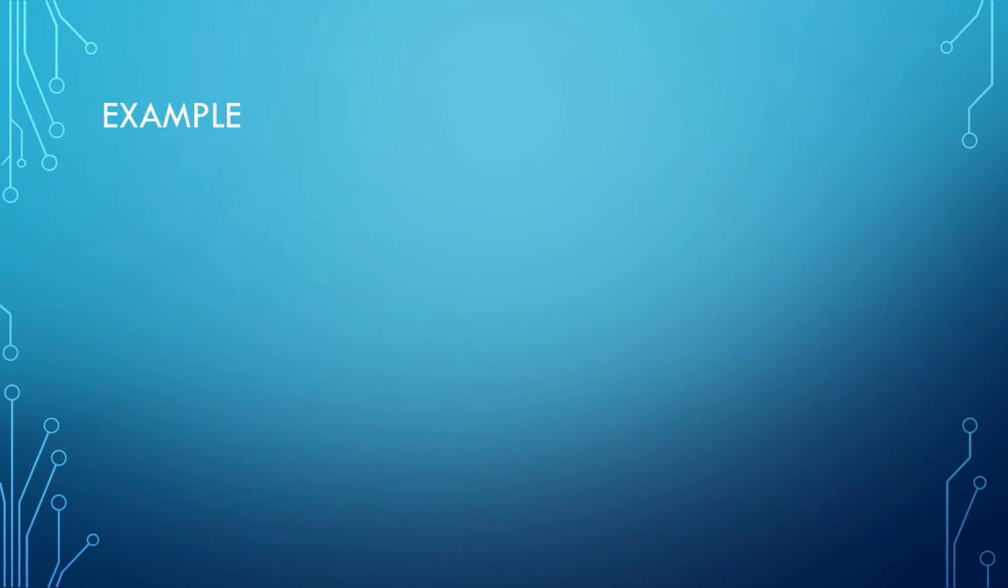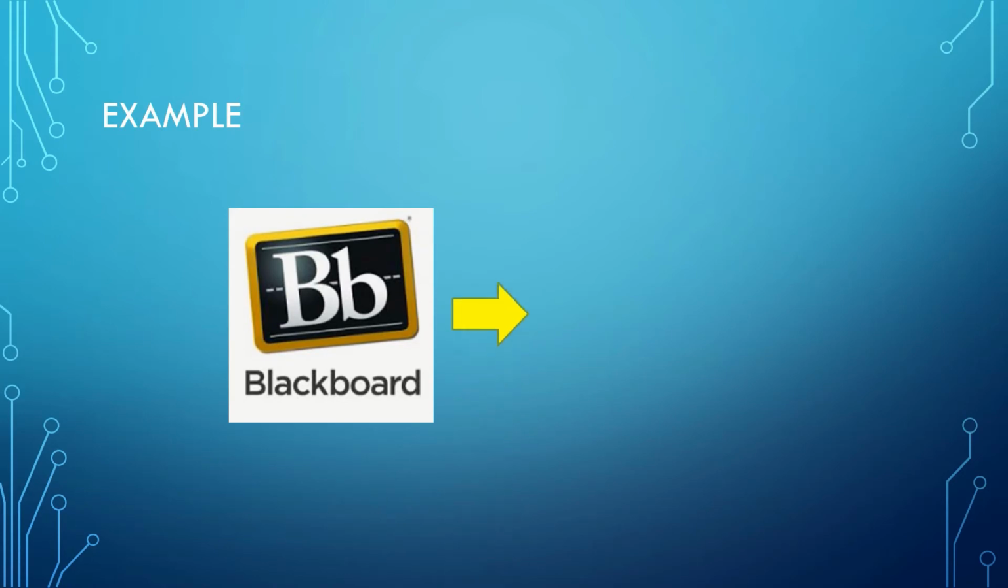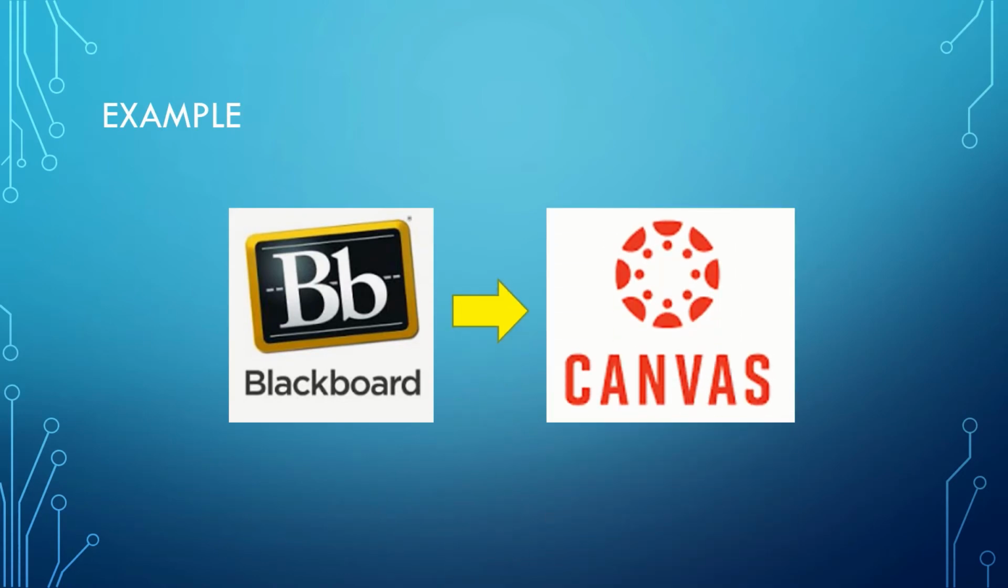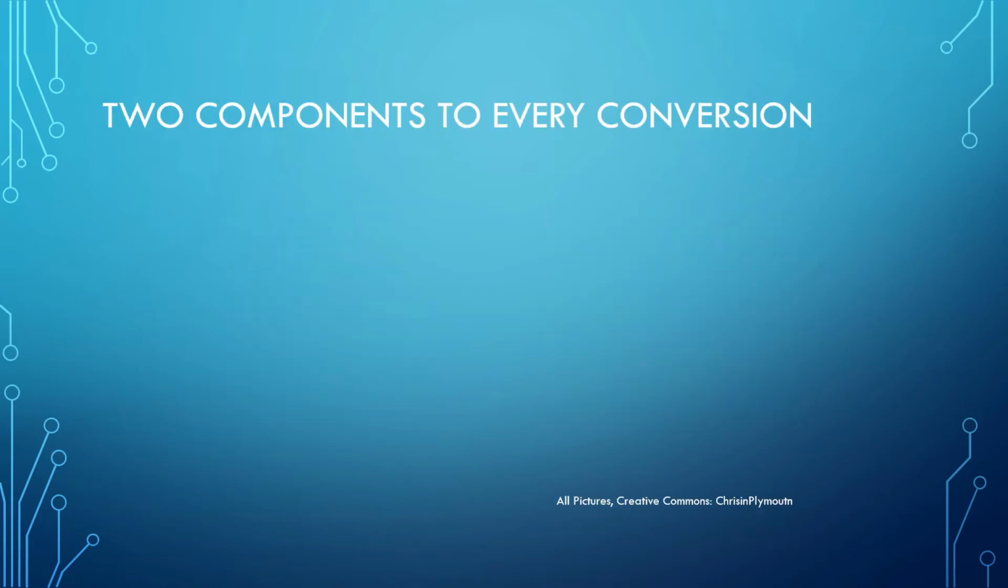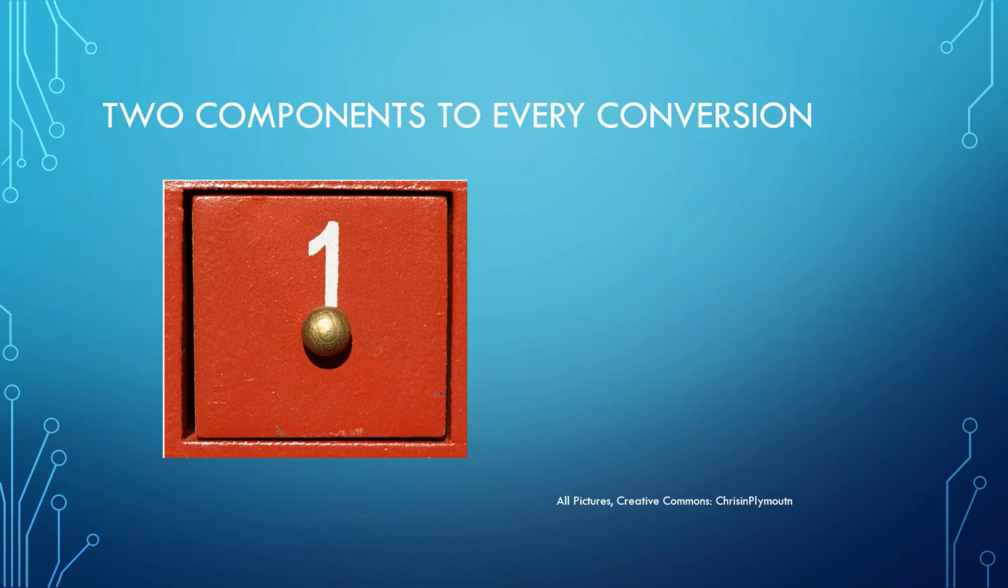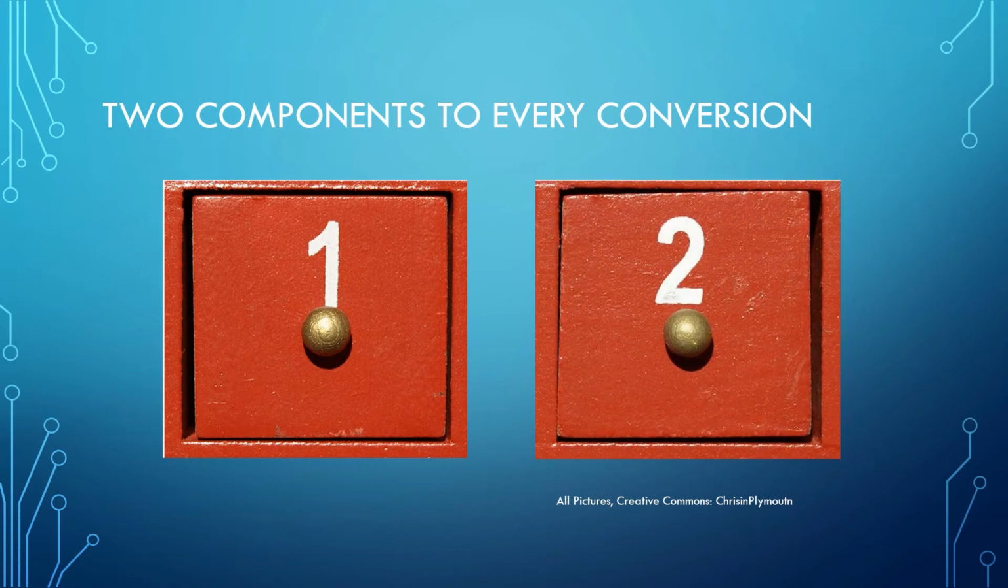We'll cover an example of converting from one learning management system or LMS to another. In this case, Blackboard to Canvas. Before I continue, it's important to mention this process applies in all situations and for all LMSs. There are 2 components to every conversion: the feature functionality of both the source and target LMS, in this case Blackboard and Canvas, and the content and related use case that dictates how that content is presented to the world.